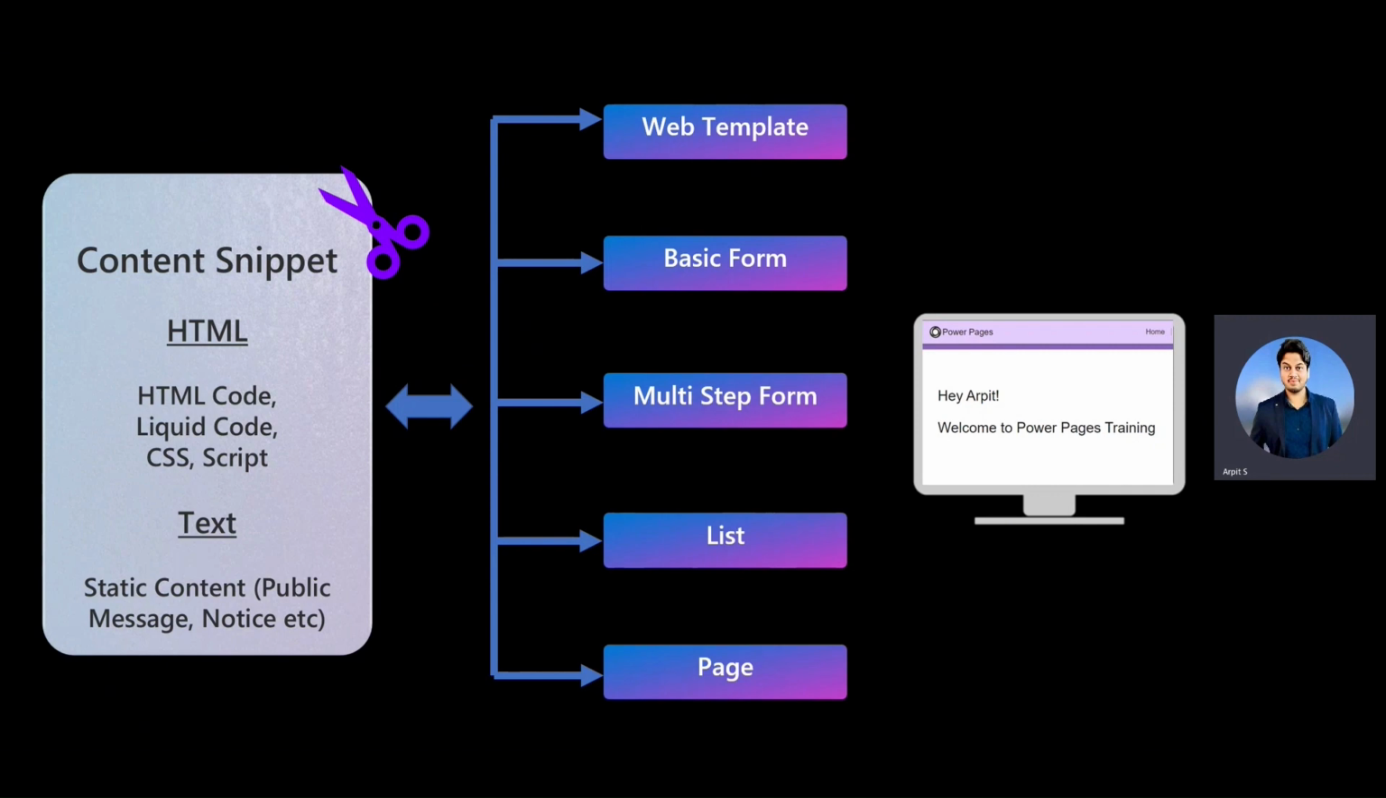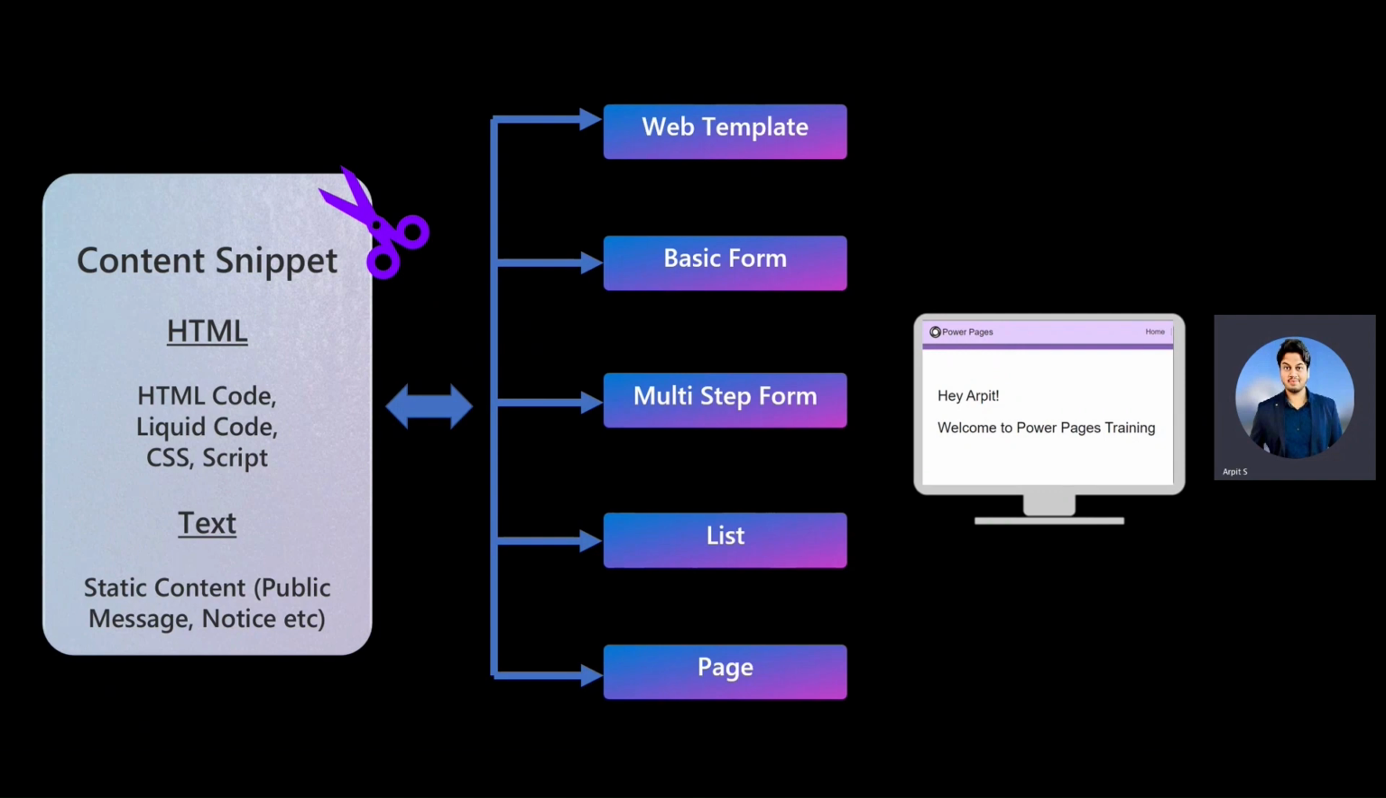So if you have to display any sort of static content, that could be your public message, your notice, any warning message or any sort of error message you want to throw on the portal. It could be either HTML type or the text type, and you can place it on the web templates. So any component that is basically used to write the HTML or the JavaScript or the liquid template code, you can place it over there. So you can write it on the web template, basic forms, multi-step forms, list, and the pages.